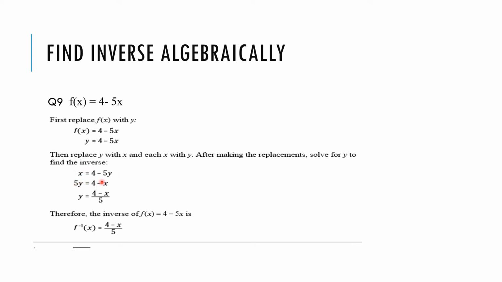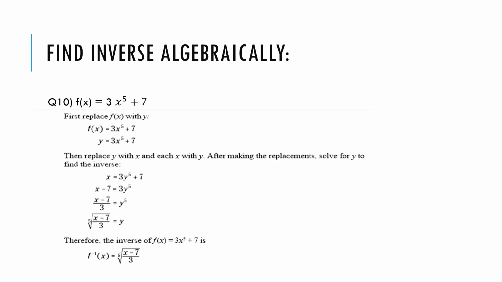x is equal to 4 minus 5y. 5y is equal to 4 minus x. y is equal to (4 minus x) over 5. Therefore, the inverse of f(x) is f inverse of x equals (4 minus x) over 5. This is the inverse of the expression.